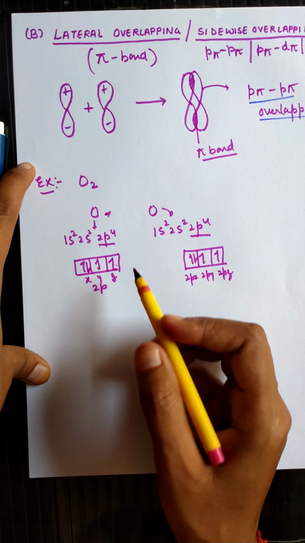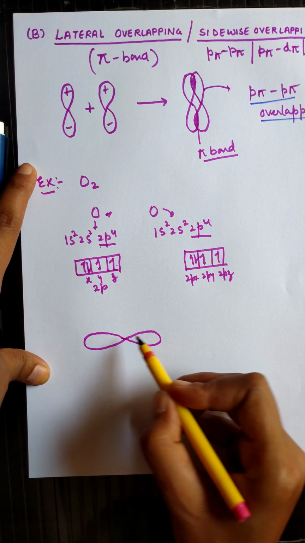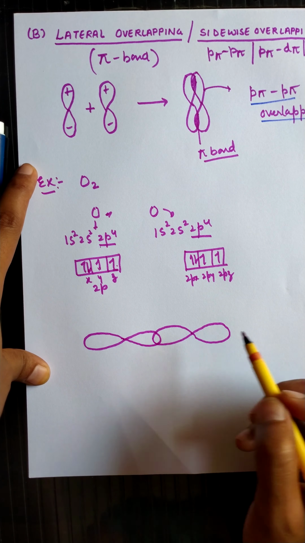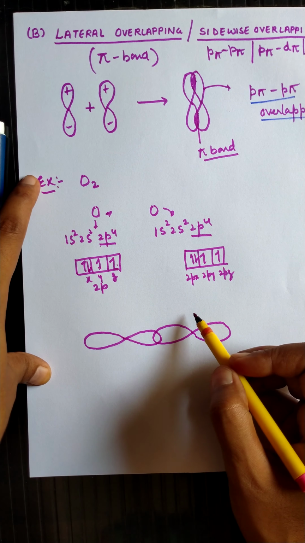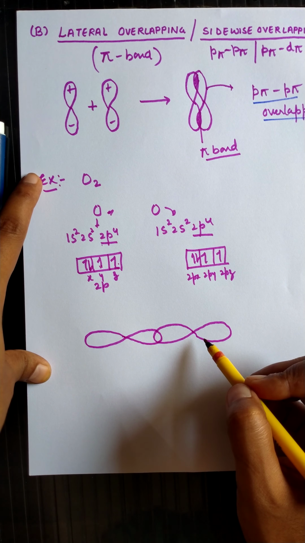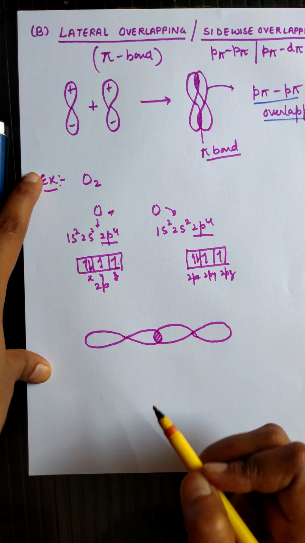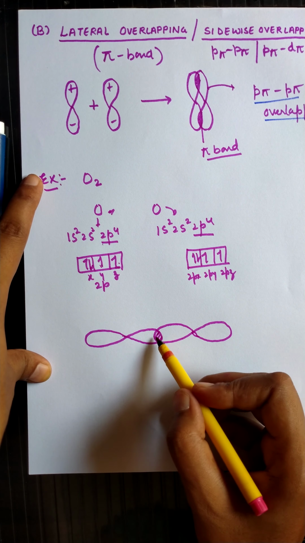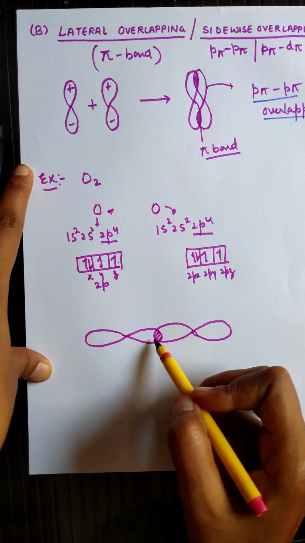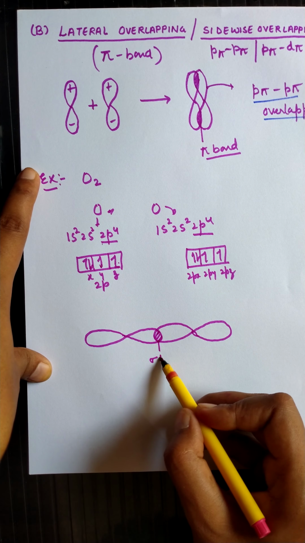So how can we draw that one of the orbitals of oxygen gets overlapped with the other p orbital? I told you that the first bond formed between any two atoms will be the sigma bond. That's why the 2p orbital first of all represents the head-on overlapping. Let's consider that one of the orbitals overlaps to form the sigma bond. This is the sigma bond.